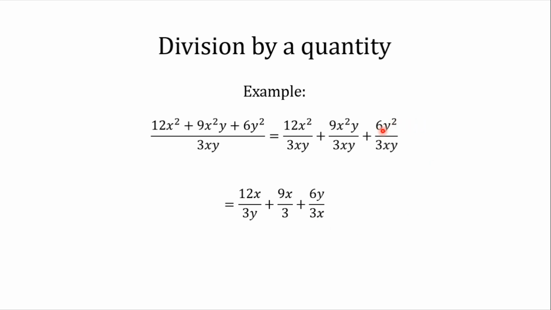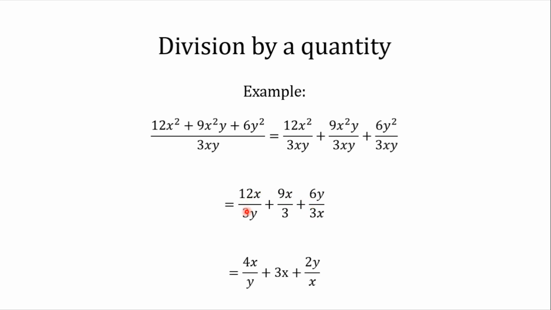And then lastly, we have 6y squared over 3xy. So x is the same because there's no x in the numerator. And then y squared minus, or 2 minus 1, that's just y to the power 1, or y. So that's 6y over 3x. We can simplify this further because 12 over 3 can be divided, 9 over 3 can be divided, and 6 over 3 can be divided.